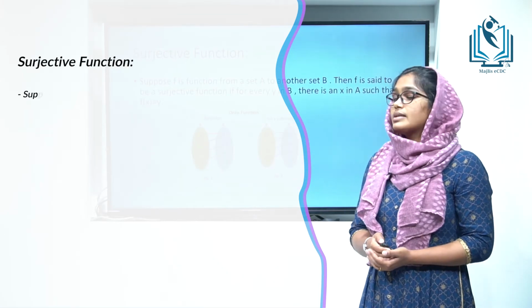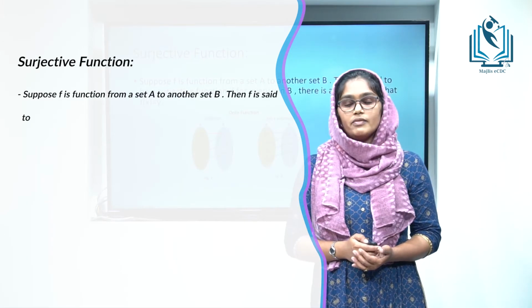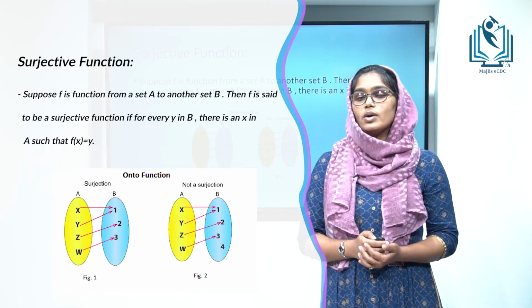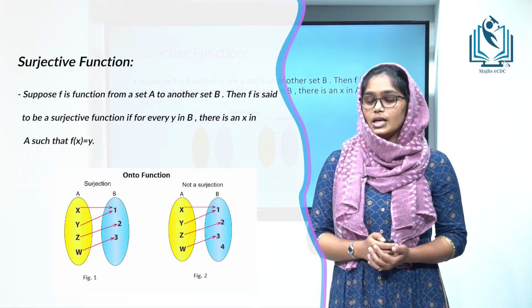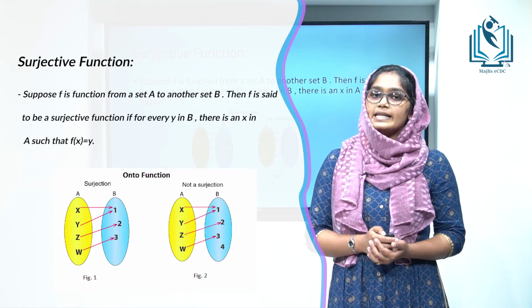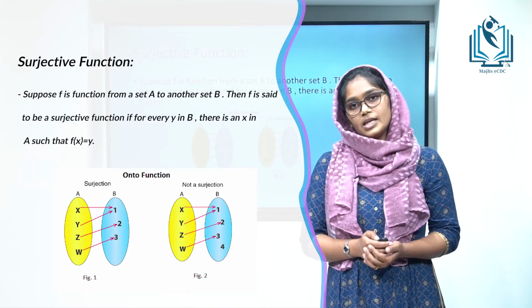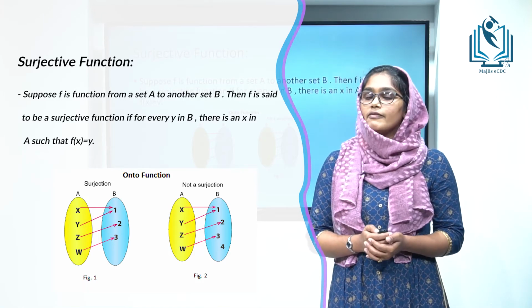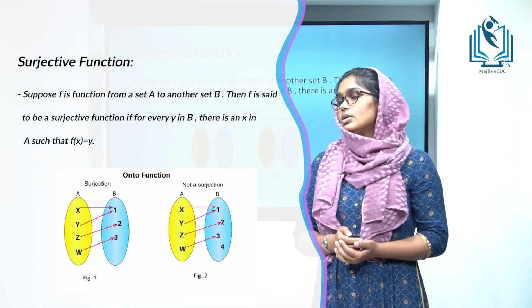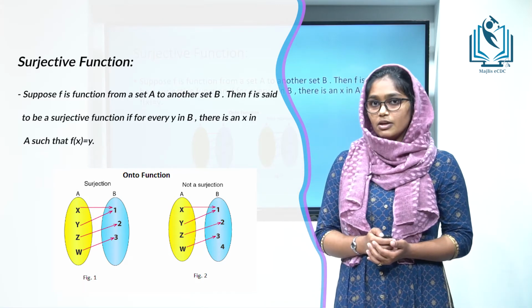Now we are going to discuss surjective functions. What is a surjective function? A function from a set A to a set B is said to be surjective if for every y belonging to B, there exists an x belonging to A such that f of x equals y. That is, every element of B has a pre-image under f. Then f is called a surjective function.